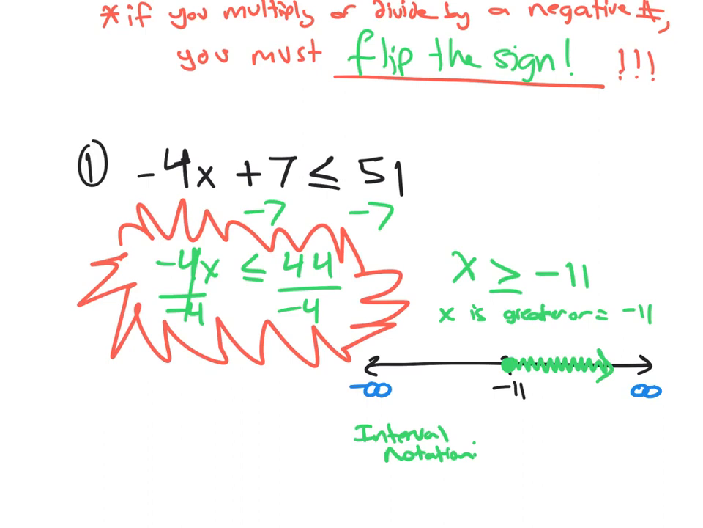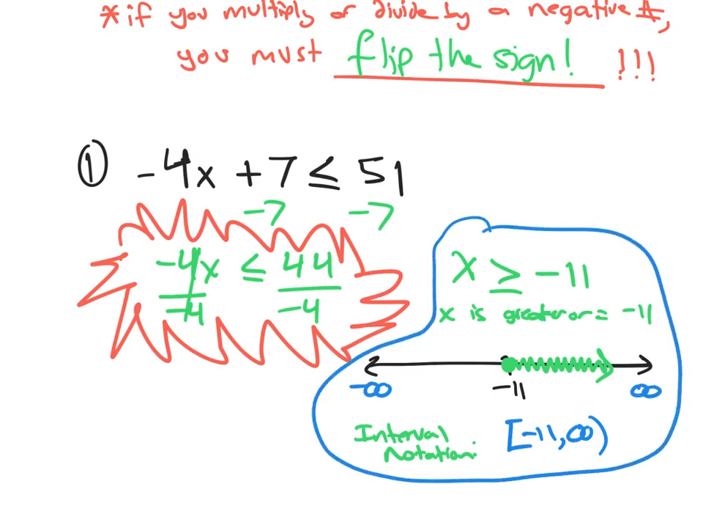So it starts shading at negative 11, and it's a filled in circle, so that's when I use a bracket. And I start at negative 11, comma, and the shading goes towards infinity, so I say negative 11, comma, infinity. Infinity always gets a parenthesis, and that's my answer. Okay, so really this whole thing that I'm circling in blue is our answer. X is greater than or equal to negative 11, the shading on the number line, and the interval notation that says negative 11 to infinity.